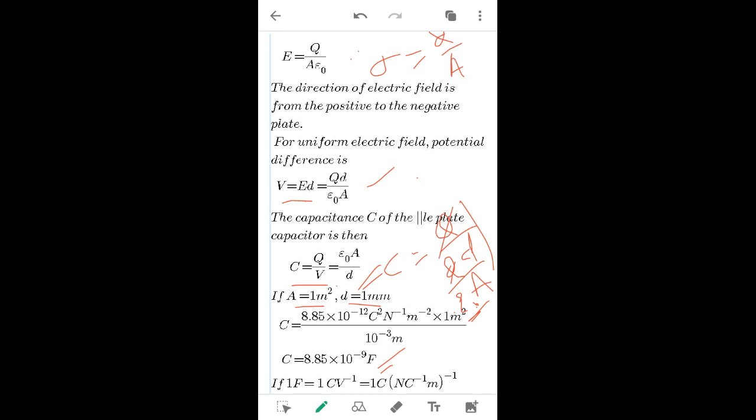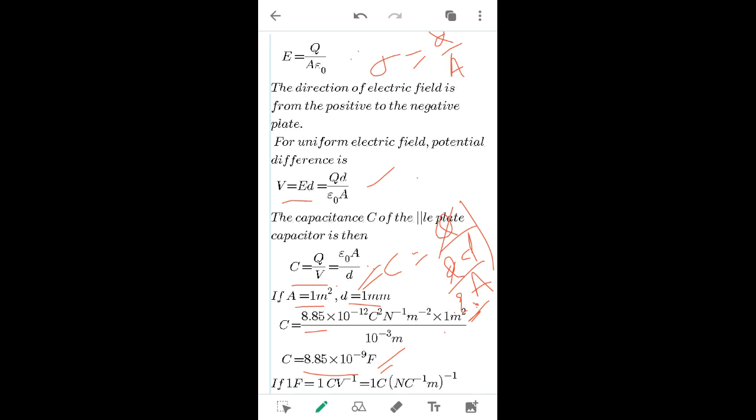So now we will substitute for epsilon naught, that is 8.85 into 10 raised to minus 12, and A is 1 meter square. Therefore, divided by D, which is 1 millimeter, so it is 10 raised to minus 3 meter. So when we do this, what you get is this answer, right?